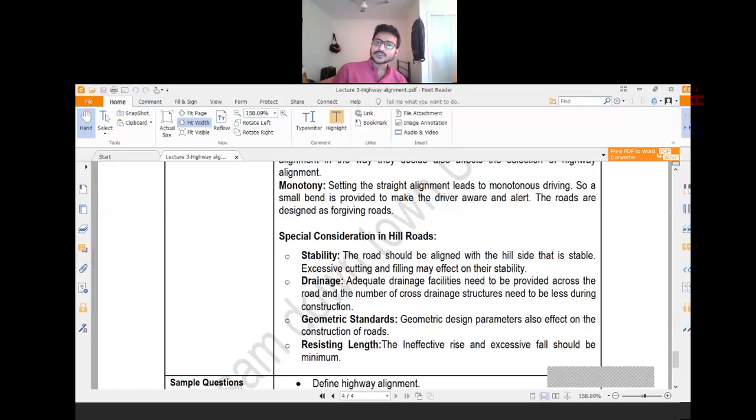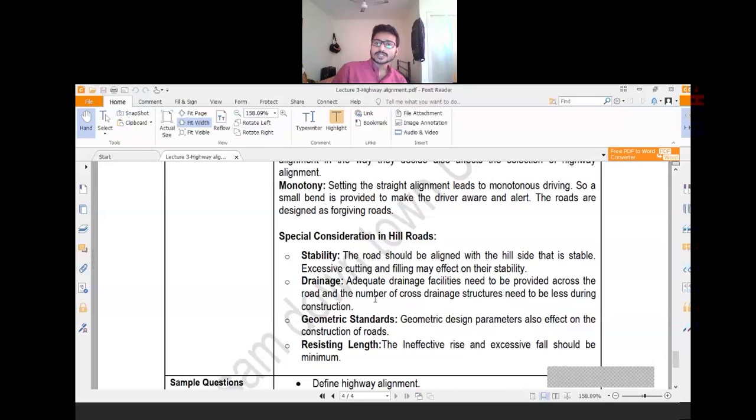Another thing is drainage. Adequate drainage facilities should be provided over there because in the hilly area generally the rainfall is very high. So you need to provide adequate drainage facilities so that all the surface water can be drained off easily. If that water gets accumulated over the road, it will damage the road. So it is always advisable to construct adequate and effective drainage facilities so that all the surface water can be drained off very easily.